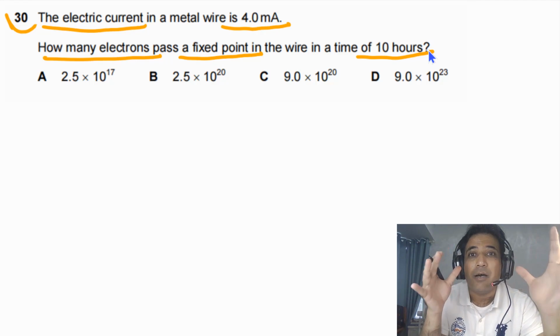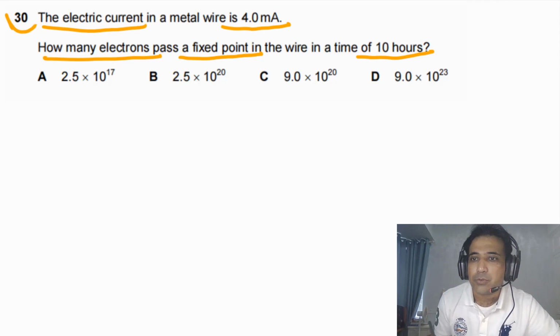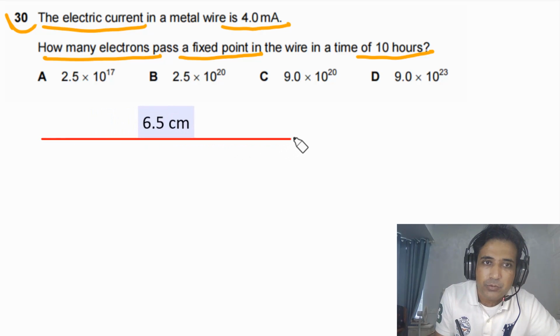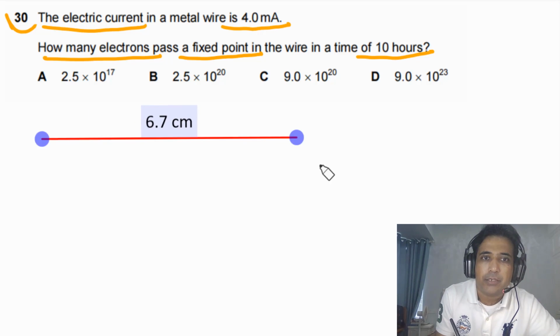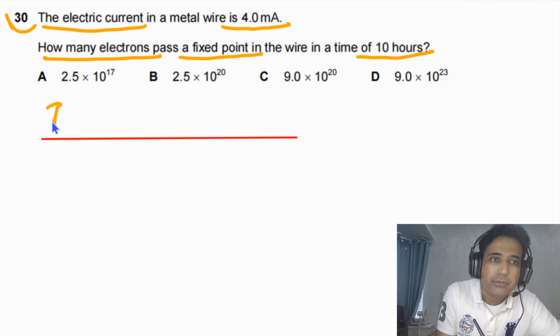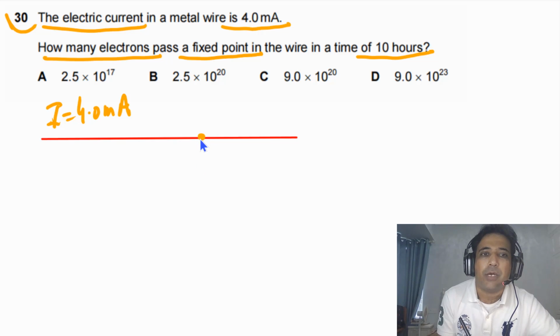That is not physics. That is just using a formula. So let's try to picture this one, try to depict this one. So we can draw this wire. You can imagine this one is the wire, and the current in this wire we can say is equal to 4.0 milliamps.